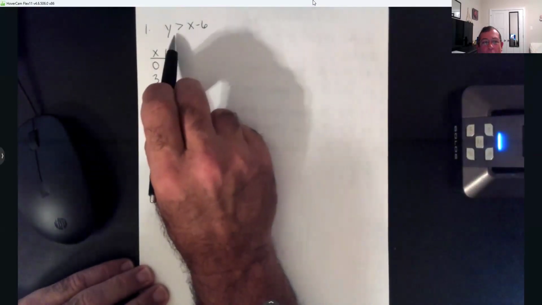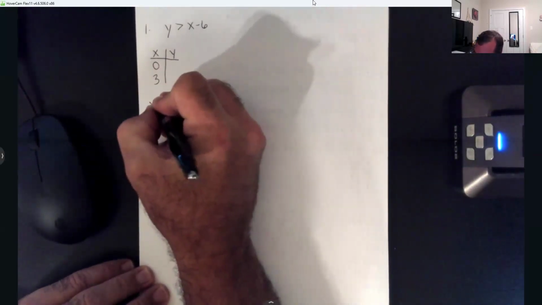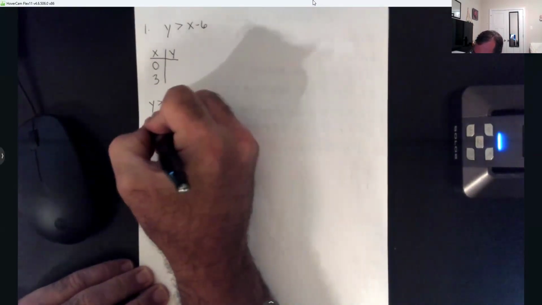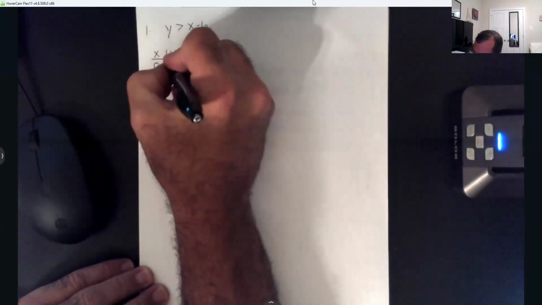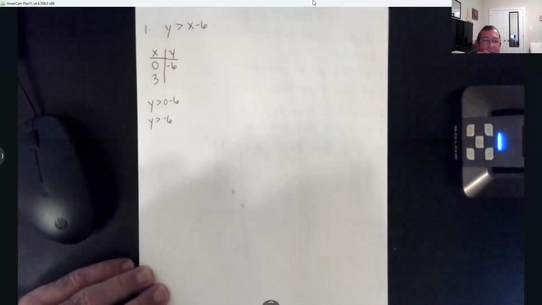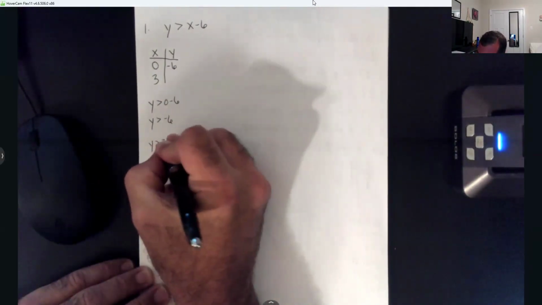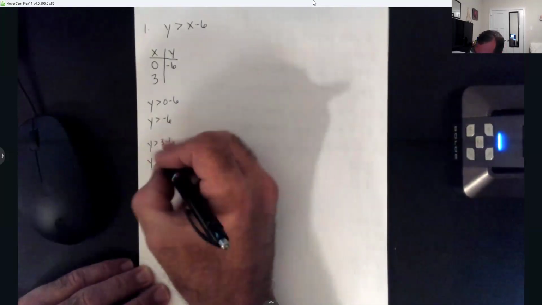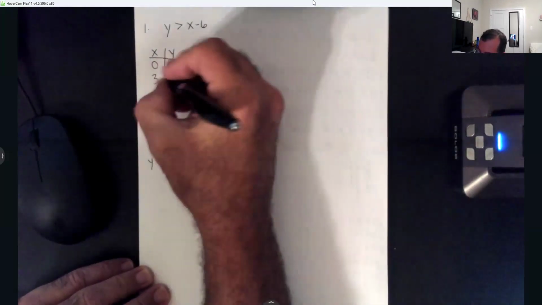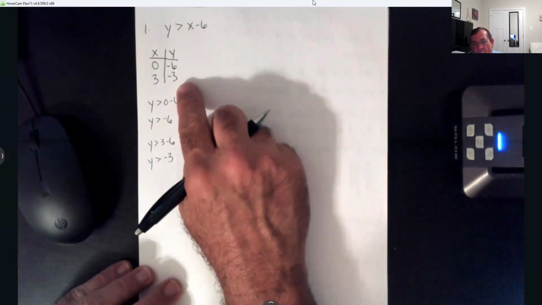So solve it for the y by putting a 0 in for the x. Well, 0 minus 6 gives me a -6. So when x is 0, y is -6. And then let me put a 3 in for my x. Well, 3 minus 6 would give me a -3. So I got 2 points I'm going to graph.